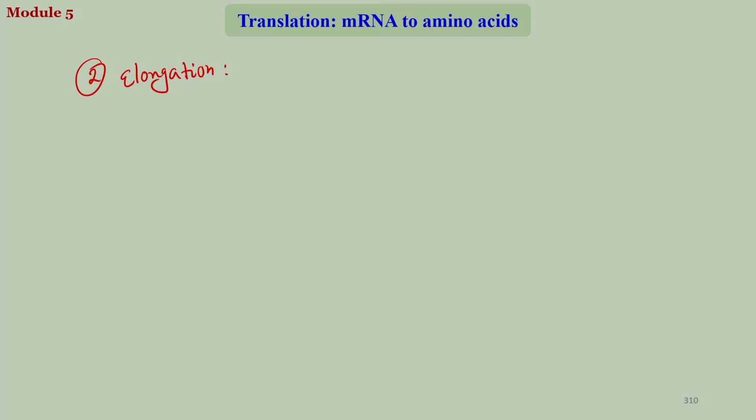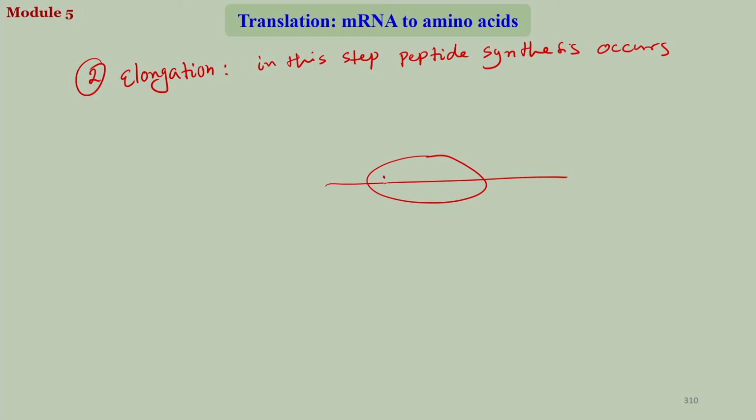Elongation is the step where the peptide synthesis occurs. In this step, peptide synthesis occurs. So, basically here you need one tRNA, two tRNA, this is AUG. So, that is the starting point, and this tRNA carries one amino acid methionine, and this tRNA carries one amino acid, I am writing AA.